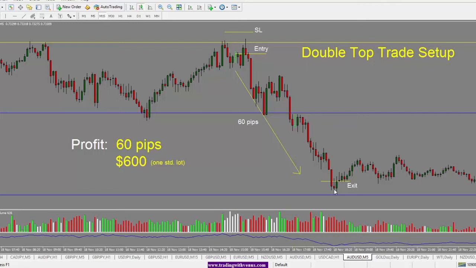Here I see that the price is not willing to go any lower. We get a bullish engulfing candle, plus it's also late in the day, so it's time to exit the trade. From entry to exit here, we get 60 pips in the trade. So our profit is 60 pips or $600 if trading one standard lot.